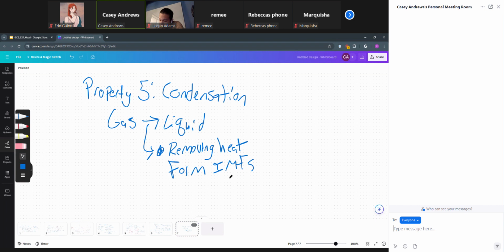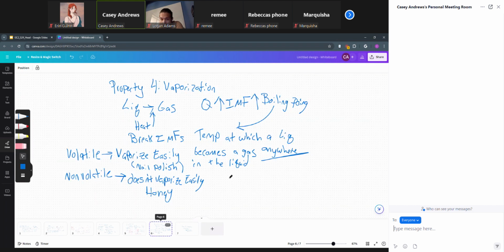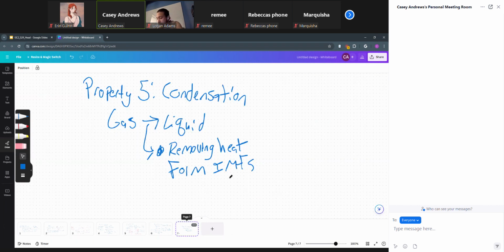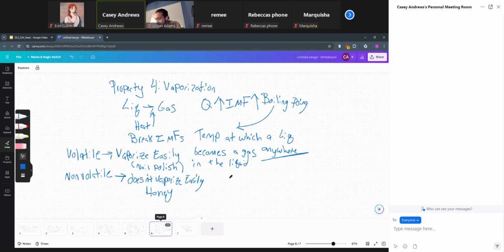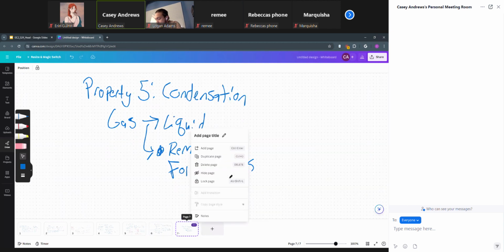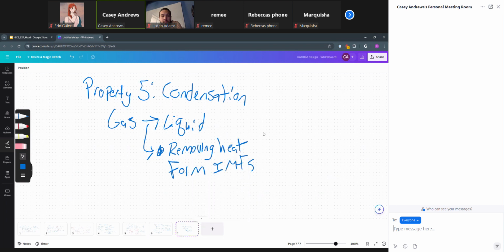So just to go back, vaporization and condensation are completely opposite of each other. One, you add heat to break intermolecular forces. The other one, you remove heat to form intermolecular forces, right?